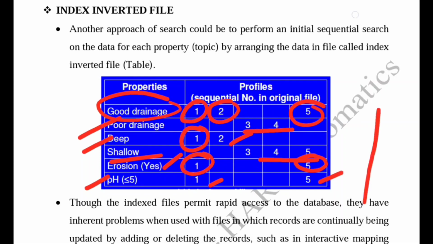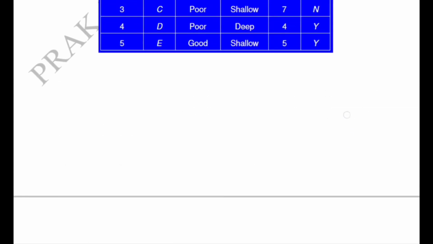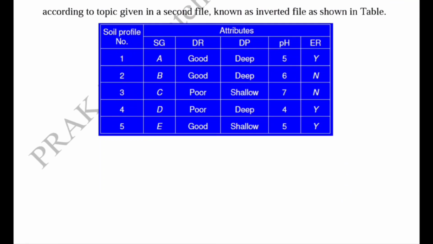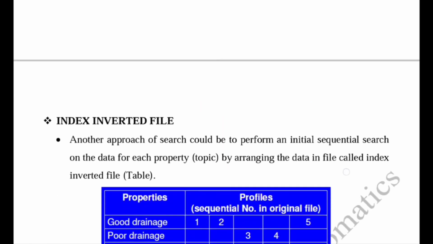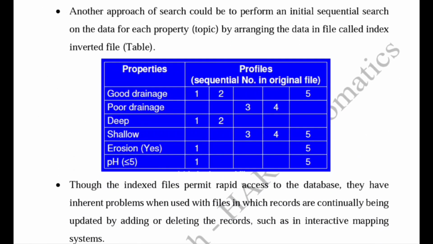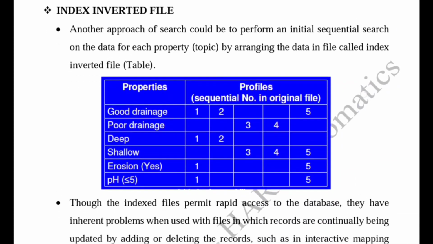So we are taking an example of this tabular data. pH less than or equal to 5 is only found in soil profile numbers 1 and 5. Other data can also be stored in this type of format, but we are taking a similar example as in the case of the inverted file.